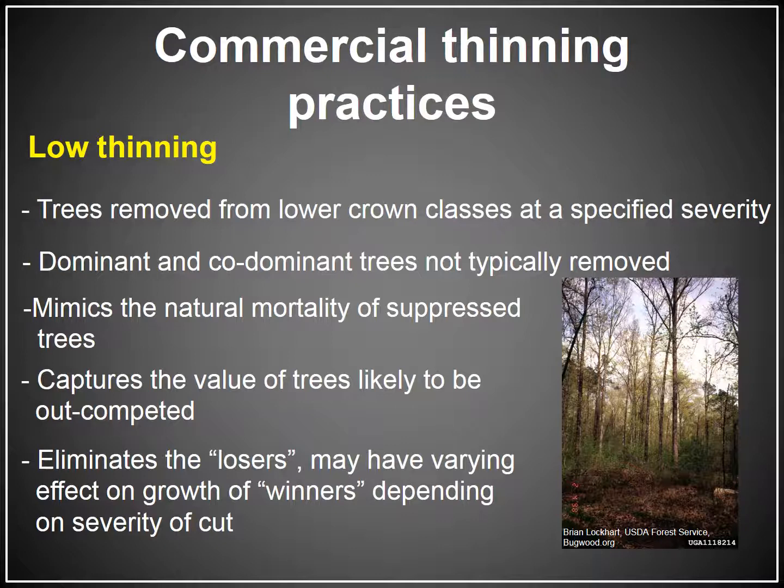And with low thinning, trees are removed strategically from the lower crown classes at a specified severity. Applied correctly, the smallest trees in the lower crown classes are removed to benefit the larger, more vigorous trees in the upper crown classes. This essentially mimics the natural mortality likely to occur eventually in an overstocked stand, or as a stand becomes overstocked. By thinning, we have the ability to capture the value of the trees that are likely to be outcompeted. We have the ability to influence what trees are left behind rather than just leaving it to chance. And we have the ability to maintain the vigor of a middle-aged stand.